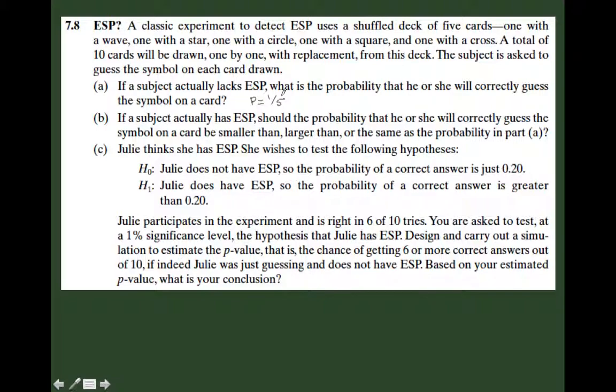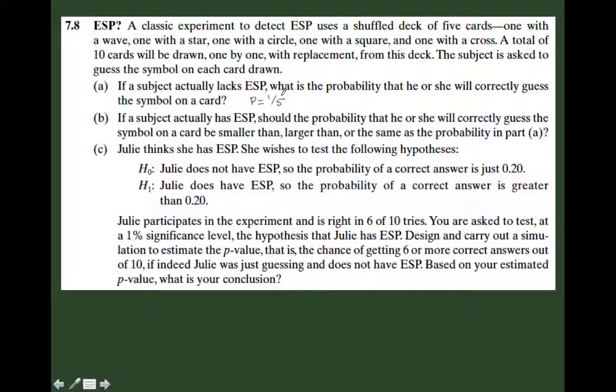You are asked to test, at a 1% significance level, the hypothesis that Julie has ESP. Design and carry out a simulation to estimate the p-value, that is, the chance of getting 6 or more correct answers out of 10 if indeed Julie was just guessing and does not have ESP. Based on your estimated p-value, what is your conclusion?